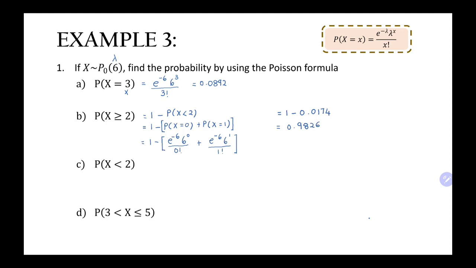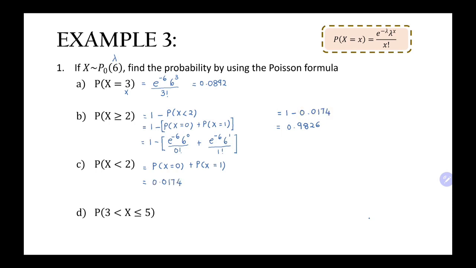Next question C, we want to find P(X < 2). P(X < 2) refers to P(X = 0) plus P(X = 1). We already found this in B. So the answer is 0.0174.